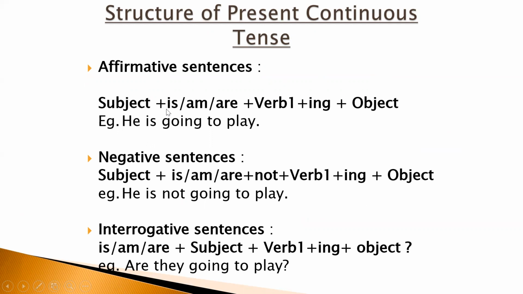Is is used with he, she, it or any other single subject. Am is used only with I. Are is used with you or plural subjects. With that, we will take first form plus ing and then at the end object. For example, he is going to play. So, he is the subject. According to he, the helping verb will be is, then first form go plus ing, going, and then object to play. He is going to play. If it is I, then it will be I am going to play. If it is plural, then it will be they are going to play.